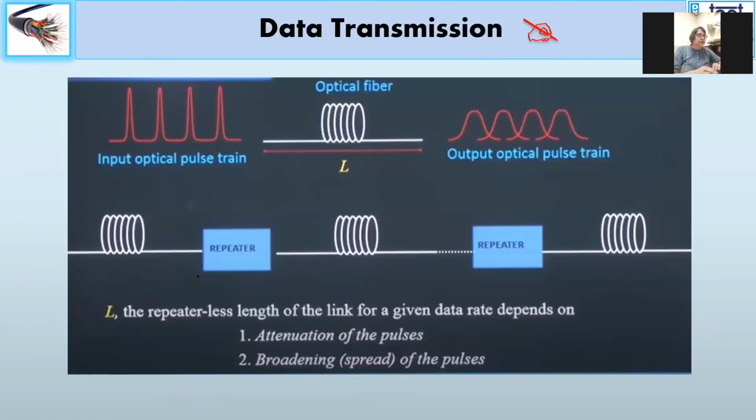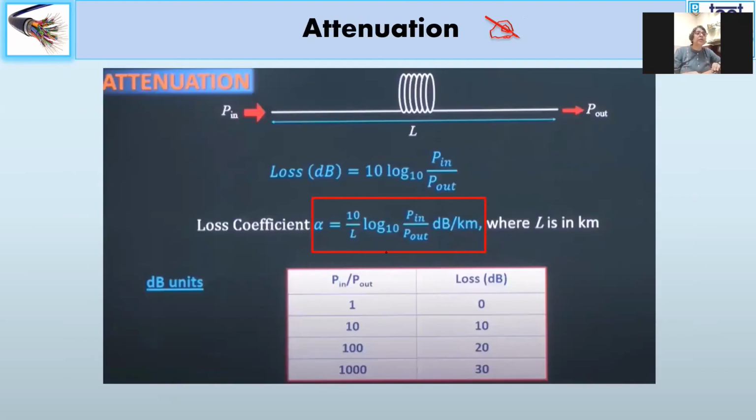So how do we calculate it? As shown, we have attenuation of the pulses, and we have repeaters to overcome it. Right now we are only focusing on the amplitude. We will come to the broadening when we talk about dispersion. So how do we calculate the losses?